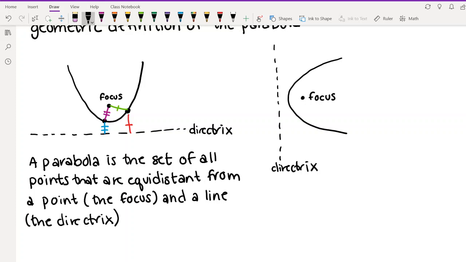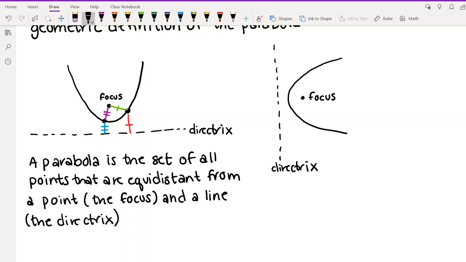So basically, if you just pick a point in space and pick a line, and you find all the points that are equidistant between those two things, you'll always get a parabola. Just like what we talked about in the other videos, this isn't super important for you to know. I'm not going to be testing you on this. It's just background information.